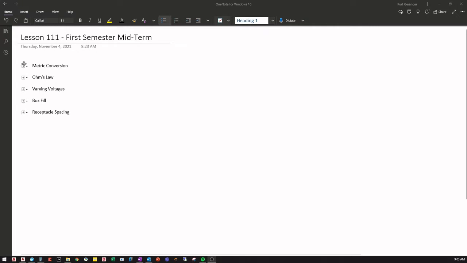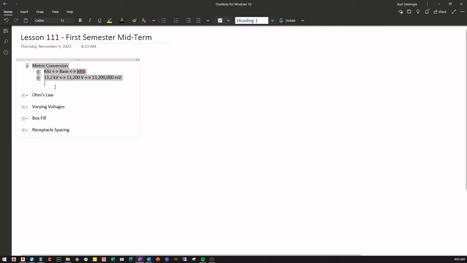So jumping right in here to the metric conversion, that I think we can keep pretty straightforward. I really only need you guys to remember three units in this metric conversion, and that's the kilo to base to milli. We need to be able to fluidly convert from any one of these three to any of the other three, right? So for instance, to give you an example of what we're talking about, if I said 13.2 kilovolts, that is the same as 13,200 volts, or in this case, 13,200,000 millivolts.